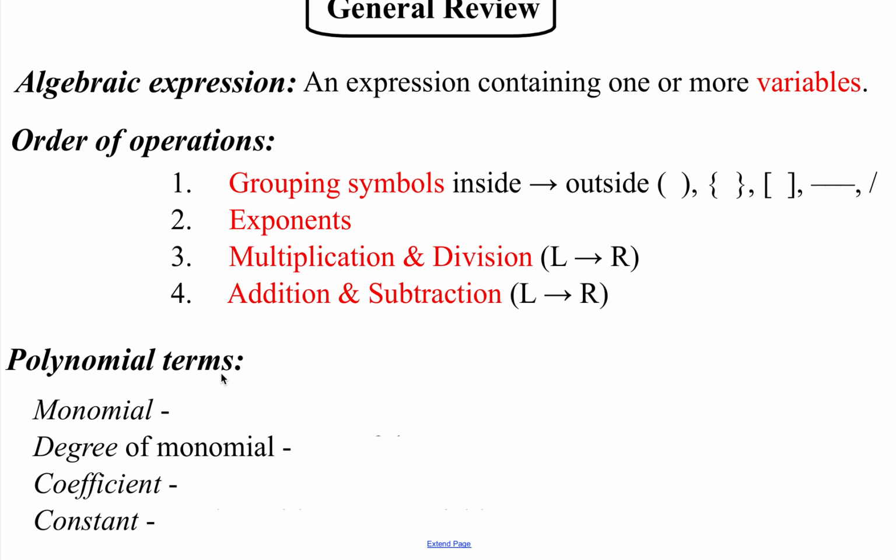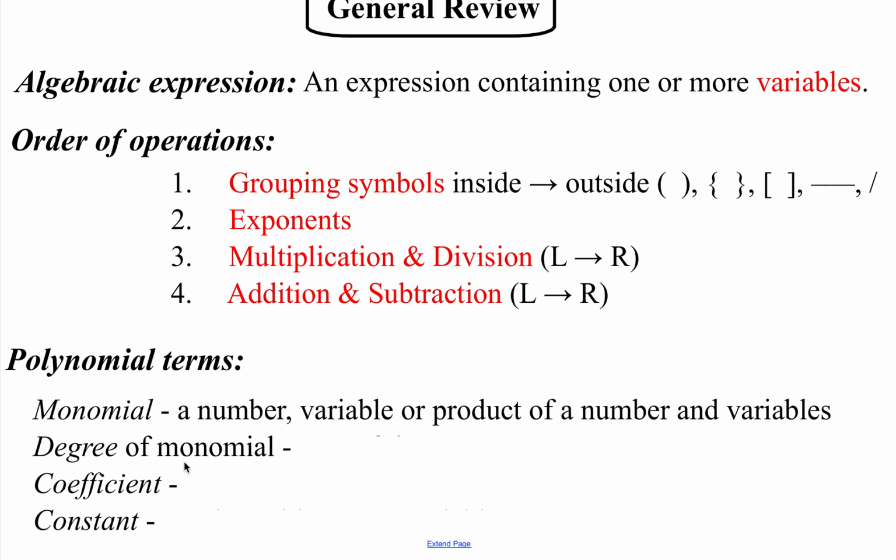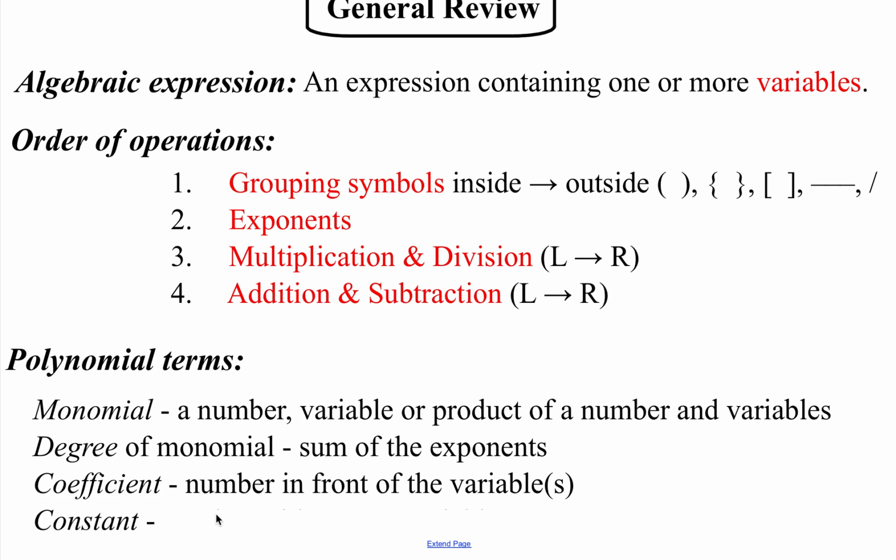Some terms you need to know regarding polynomials. A monomial is a number or a variable or a product of a number and several variables. The degree of a monomial is the sum of the exponents. A coefficient is a number in front of a variable, and a constant is just a number that doesn't have a variable.